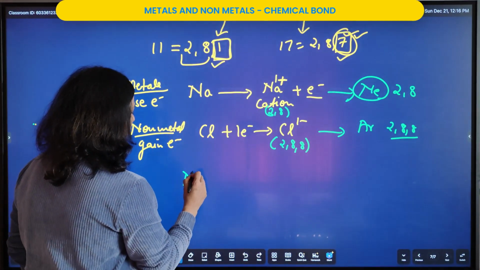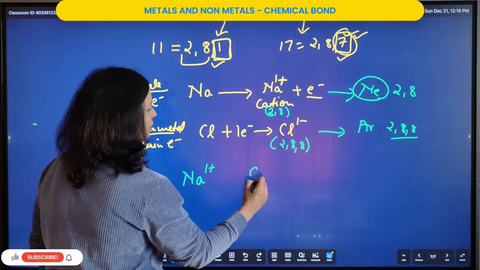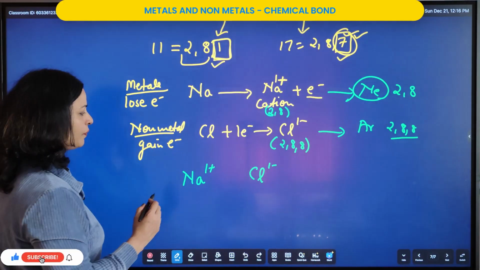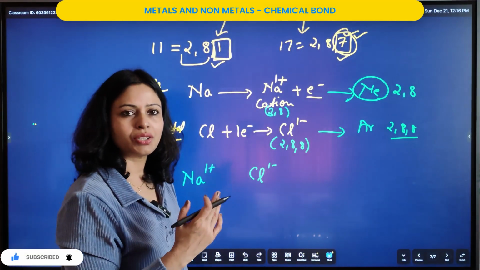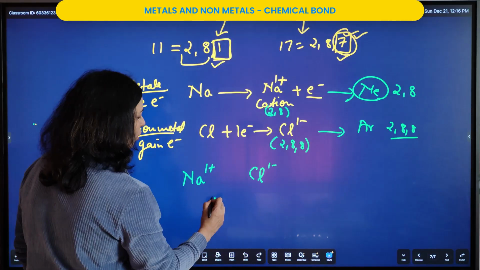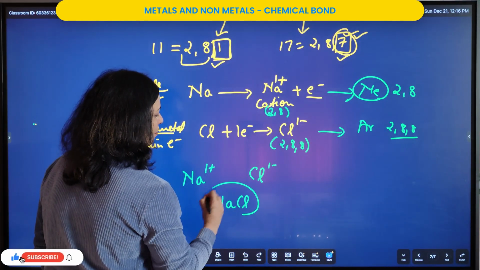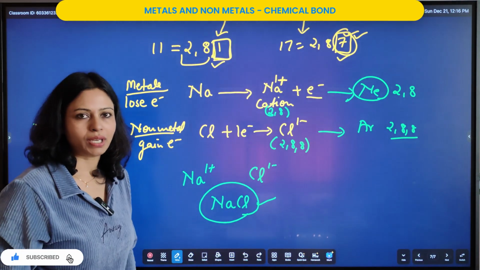So how is the bond formed? Now sodium 1 plus, chlorine 1 negative, right? So these are oppositely charged ions, they attract each other and they form a bond and a compound called sodium chloride.